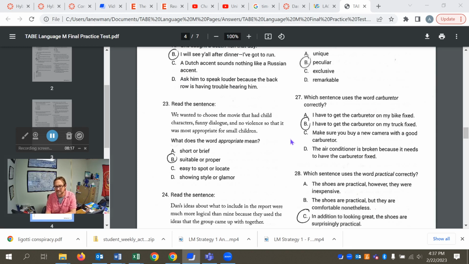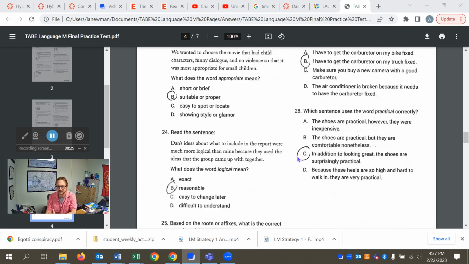Which sentence uses the word carburetor correctly? It's B. Carburetor is domain-specific language in the world of auto mechanics, and so B correctly places it within the subject area that it belongs.